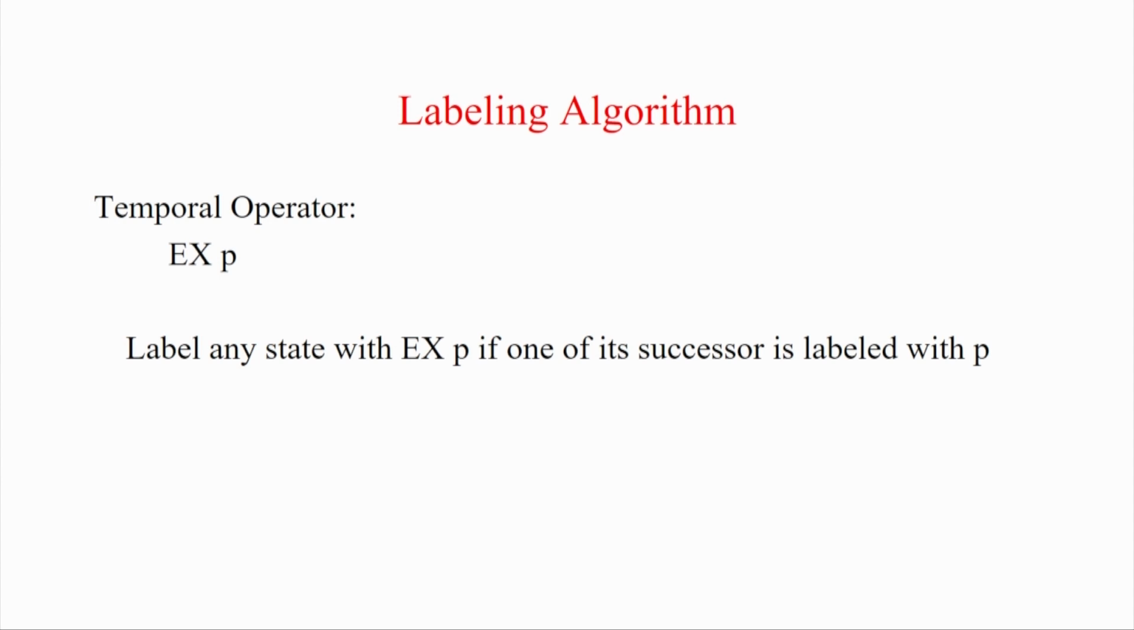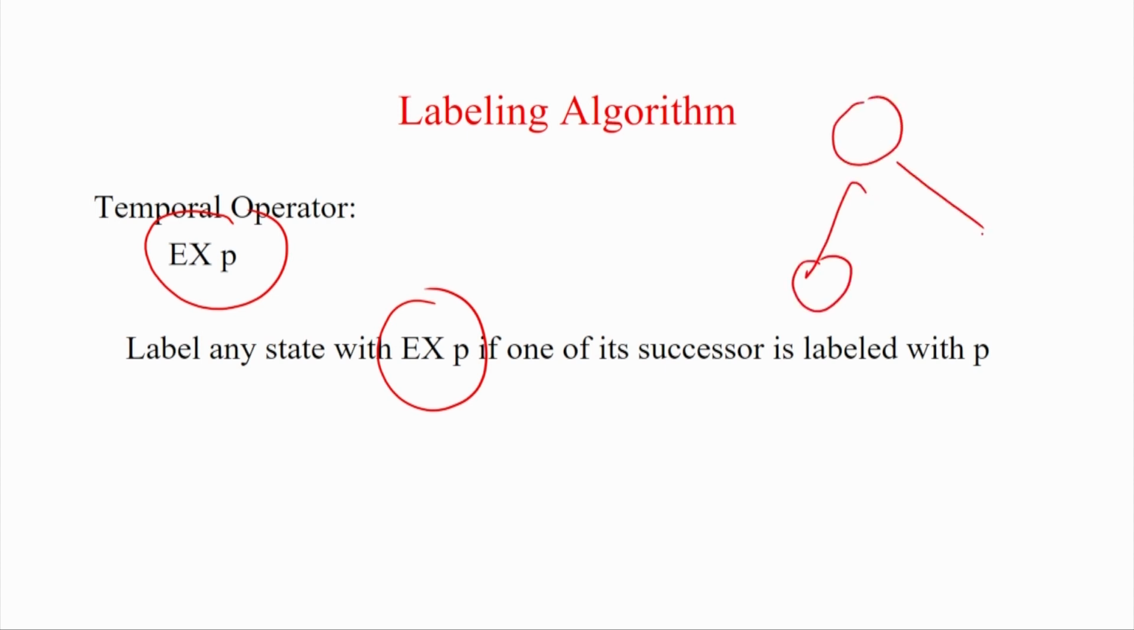Now we are going to see the real temporal business, that is, there exists a path where in the next state P is true. How do you actually do it? Label any state x with EX P. The algorithm is: label any state with EX P if at least one of its successors is labeled with P. That means if there is a state x and maybe there is another state here, many paths may be there, and at least one is marked with P. Then you can easily mark this as EX P. And you have to keep on doing it until there is no other change.